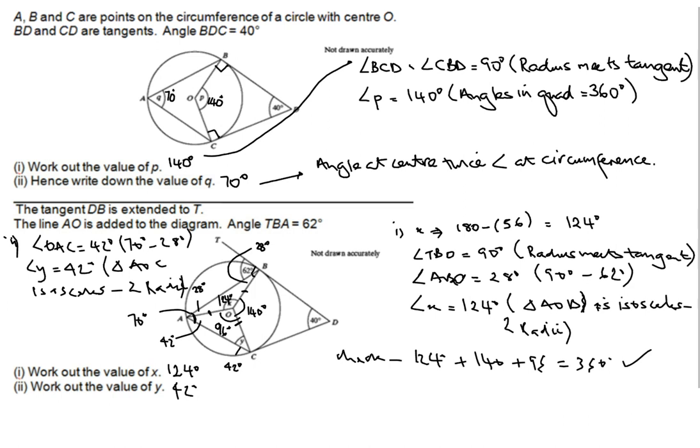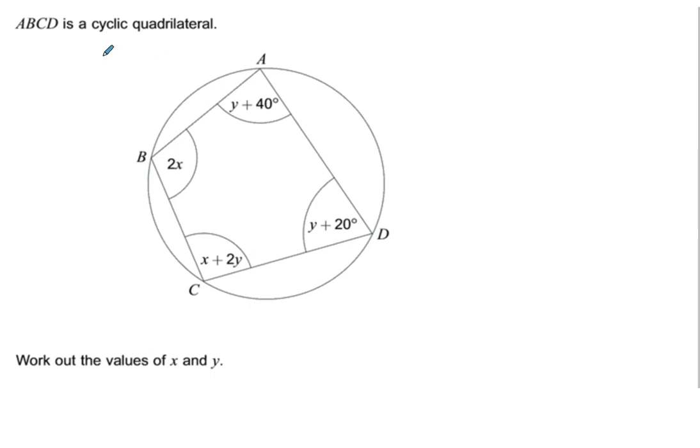Okay, so let's have a look at the next question. ABCD is a cyclic quadrilateral, so what we do know is angles in a cyclic quadrilateral add up to 180. So those two and those two. Let's go for it. So we've got x plus 2y plus y plus 40 equals 180. And let's just collect like terms and also minus the 40 while we're there.